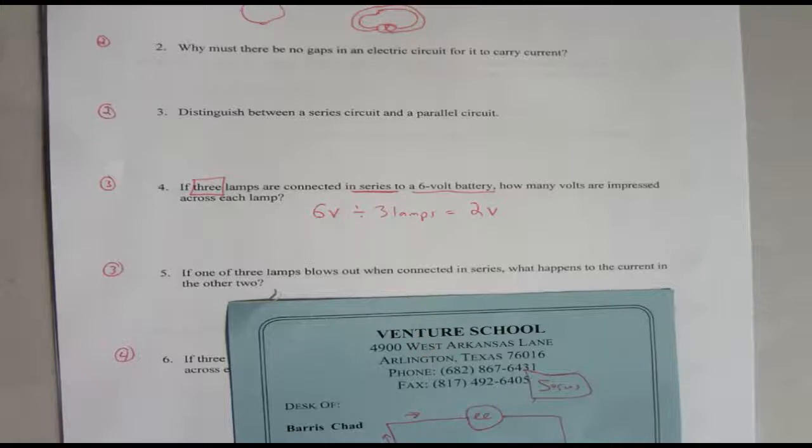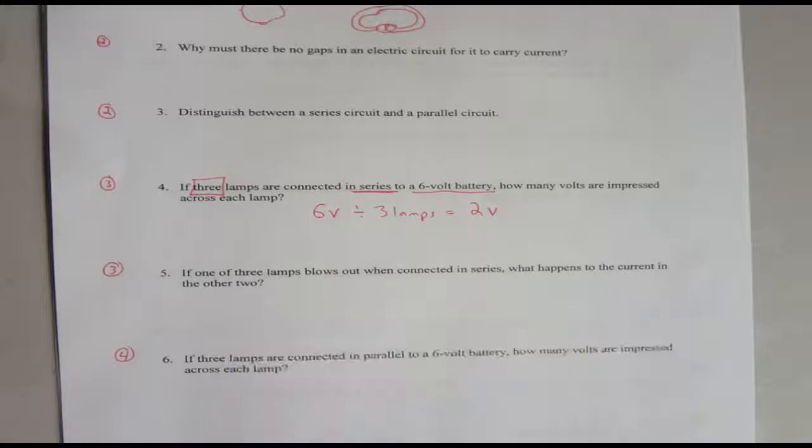Well, remember, in a series, everything is just in line, so if one of the lamps blows out, that is going to cause an open circuit. In other words, there's a place where there's no connection, which means the flow of electrons just stops. Just like if you turn off a light switch, it breaks that connection, so there's no flow of electrons, so there's no light in that case. So your answer would be if one lamp blows out, the current is just going to stop, okay?